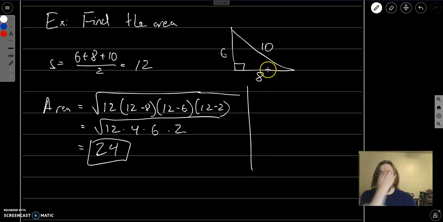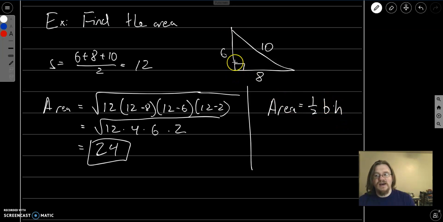On the other hand, I want to quickly point out that we still have our old formula, which is 1/2 the base length times the height. And here, the height of this triangle is 6. The length is going to be 8. So we still get the same answer if we use Heron's formula, or if we use the area, 1/2 base times height.